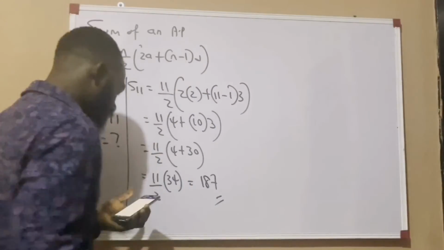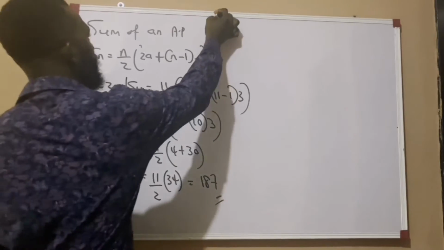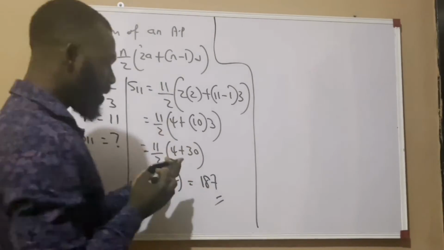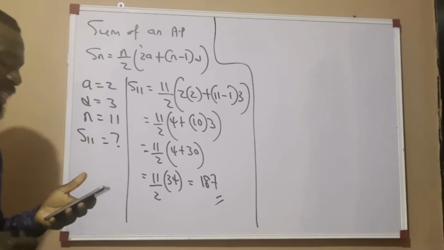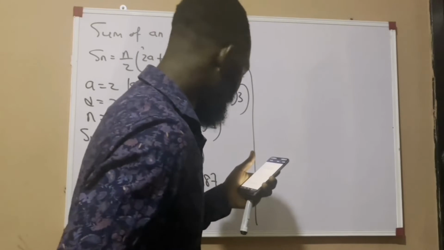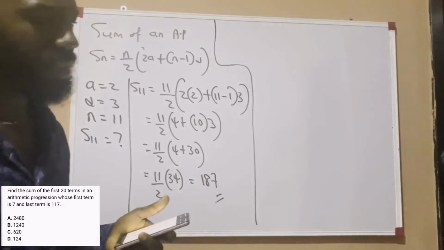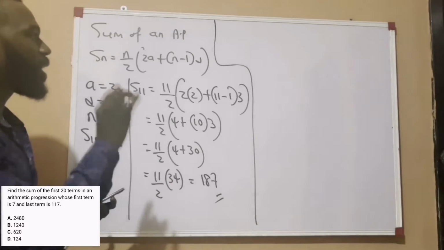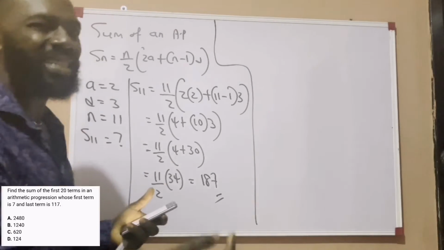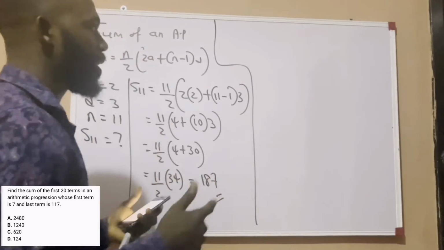All right. Now the next question says, find the sum of the first 20 terms in an arithmetic progression whose first term is 7 and last term is 117. Now this question is a little different from the first which we just did, because in this question the first and the last term was given, and then we are asked to find the sum of the first 20 terms.